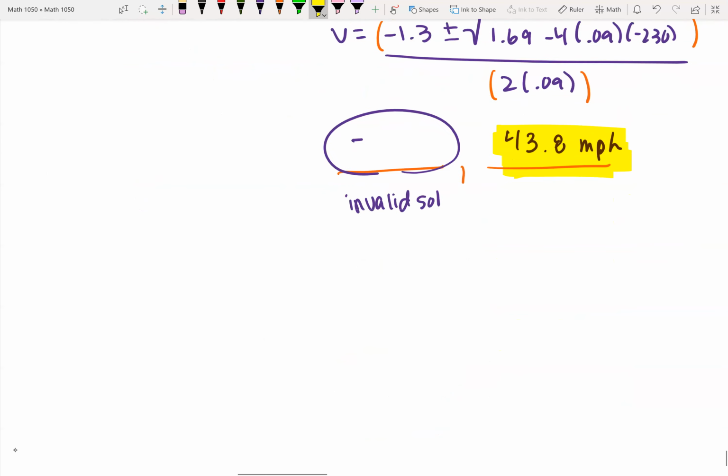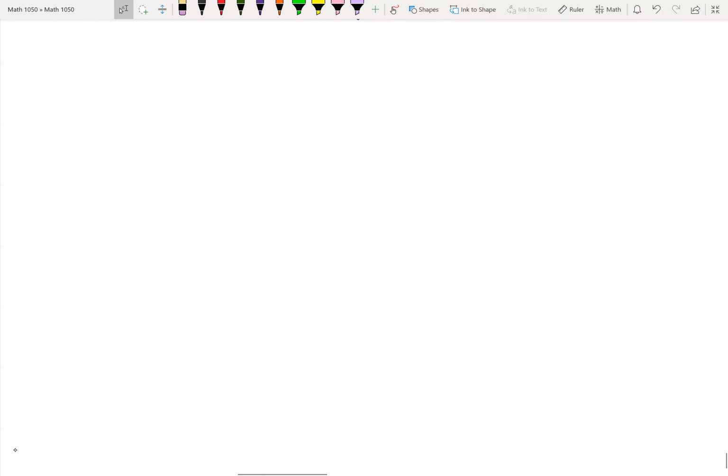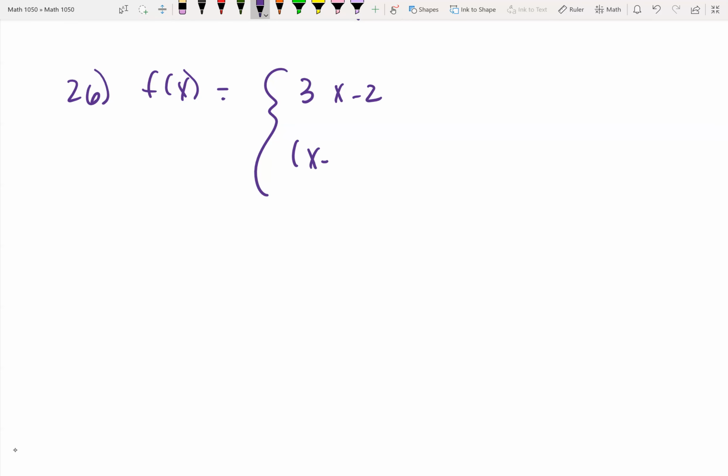Okay? Okay, last one, number 26. Graph this piecewise function. Okay, sorry about the calculator thing, but at least I'm here on Thursday morning helping you when I should be relaxing.